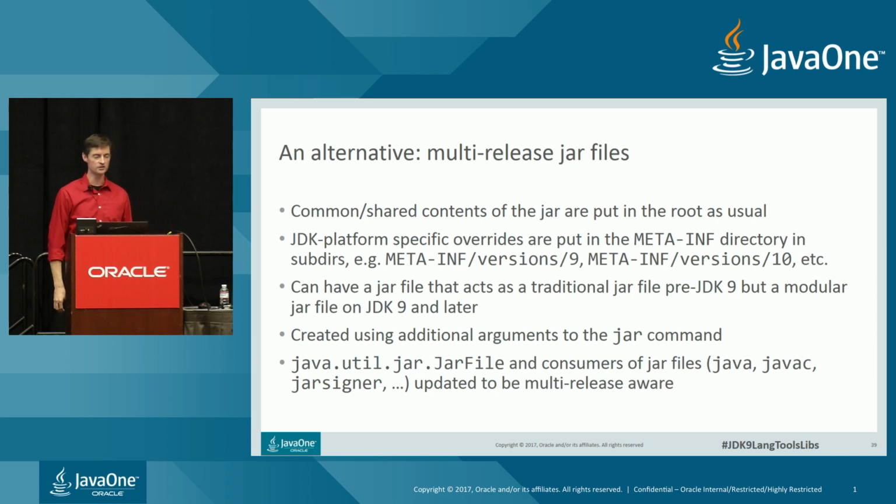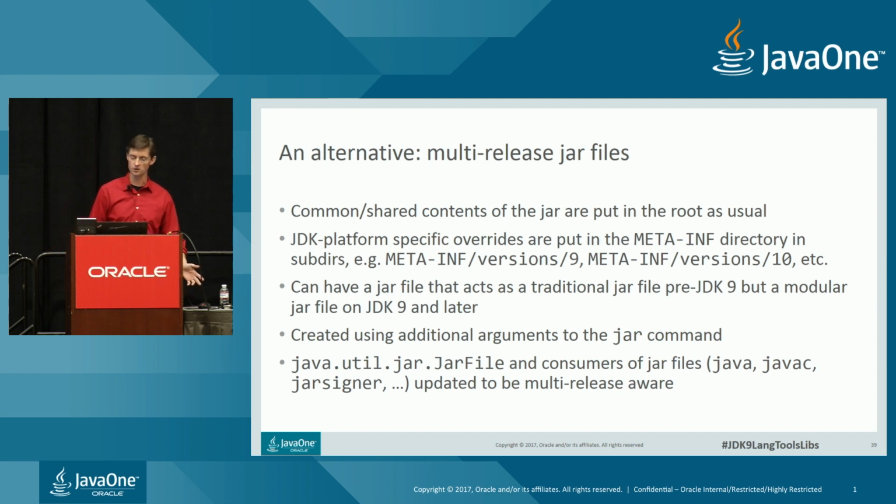There are a few things to do with this. One thing you can do is create a jar file that acts as a regular old jar file on JDK 8 and earlier, but acts as a new modular jar file on JDK 9. You do that by having the module-info.class files available in the 9-specific area.